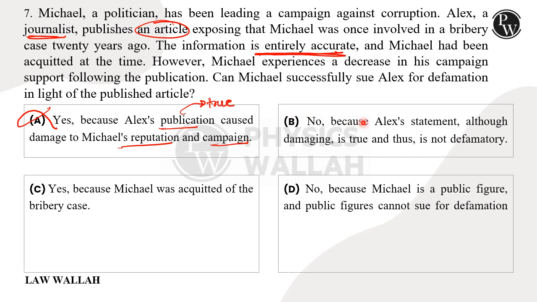Let's see option B. No, the statement by Alex, although damaging, is true and is not defamatory. This is the right option, as discussed in option A. Option C: yes, because Michael was acquitted for the bribery case. This is a wrong option. Michael cannot successfully sue the journalist, that is Alex. Option D: no, because Michael is a public figure and public figures cannot sue for defamation. No such exception exists, so this is also wrong.